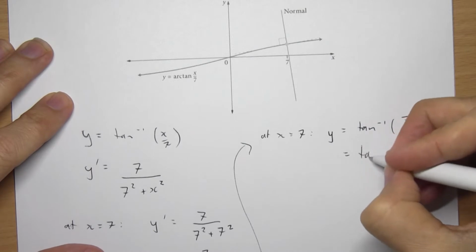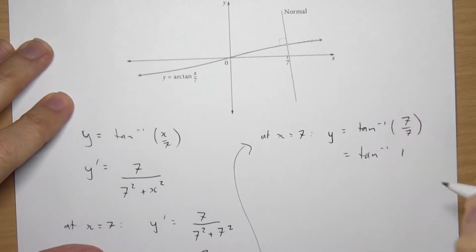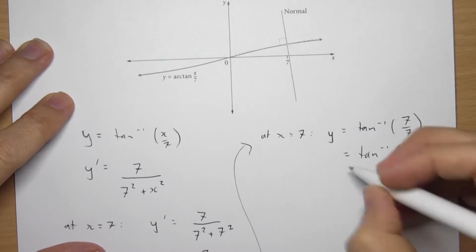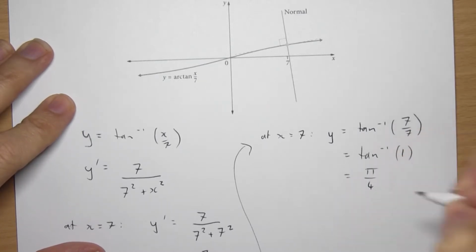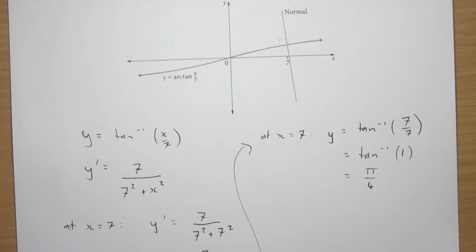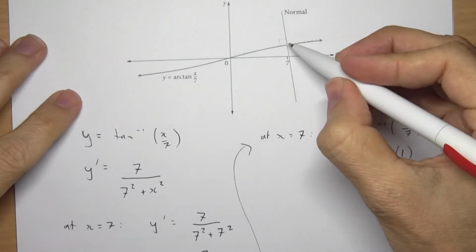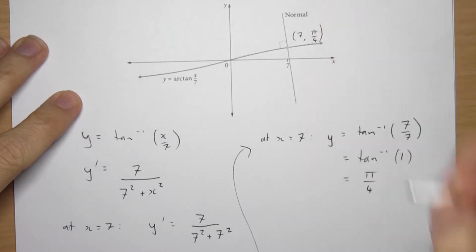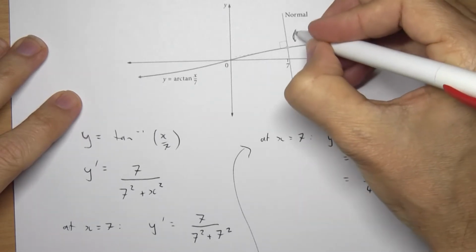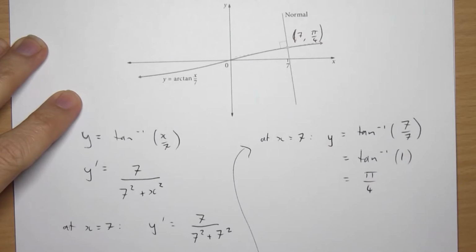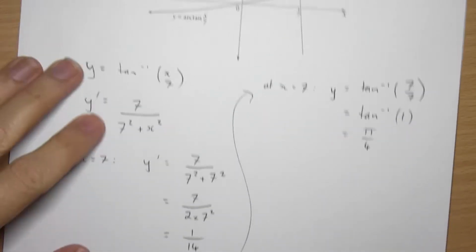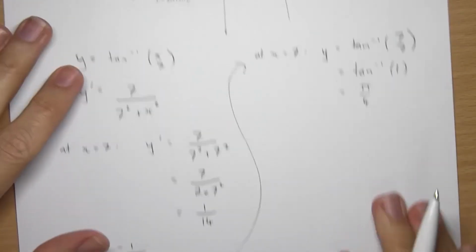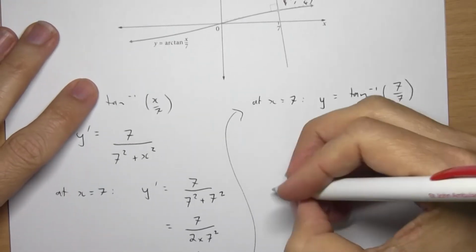What's the inverse tan of 1? Well, the inverse tan of 1 is 45 degrees, pi on 4. So this point here is 7, pi on 4. So I have a point, and I really have its full coordinates now, and I have a gradient of negative 14 down here. So now I can work out the equation of the line.